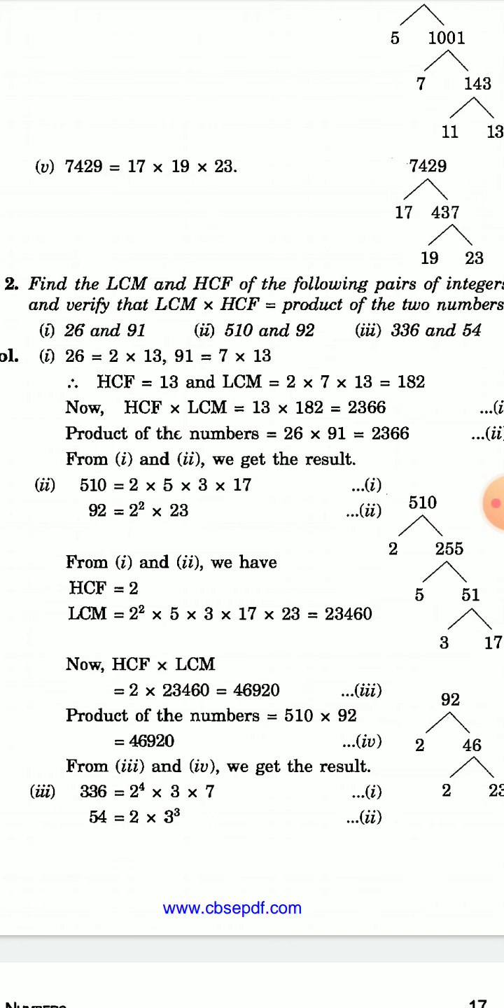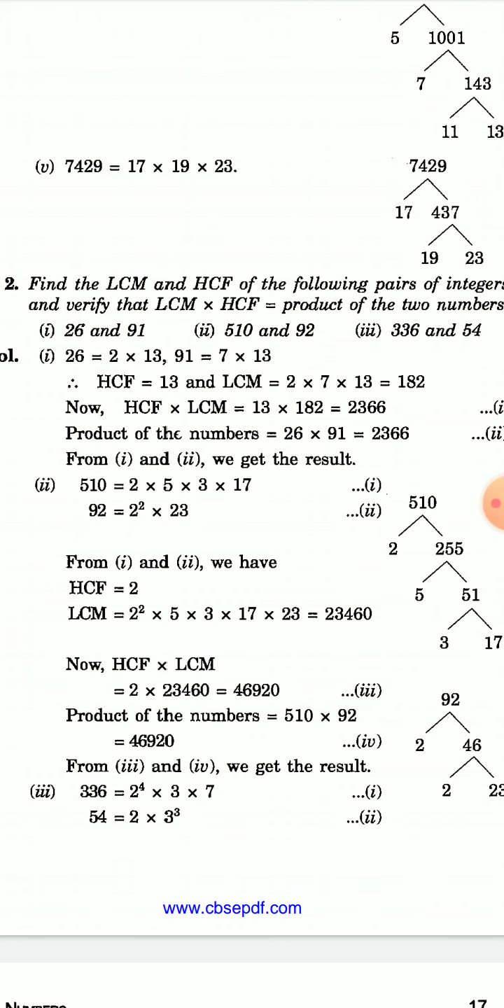When you write the LCM, the factor which is common you will write once. As 13 is common in the factors, 13 we will write only once. And we will write all the remaining factors. The remaining factors are 2 and 7. So the LCM is 2 multiplied by 7 multiplied by 13, or 182.